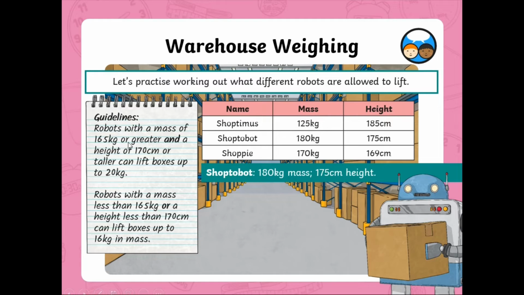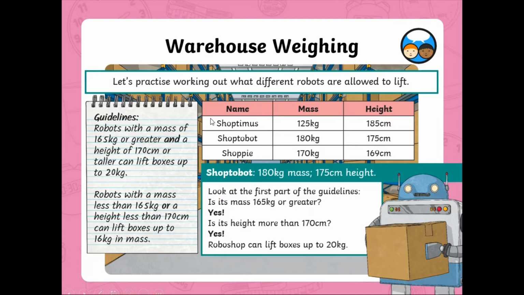Robots with a mass of 165 kilograms or greater. Well, he's 180 kilograms, so yes, that one's a tick. That one is fine. Let's now look at his height. 175 centimeters height. Well, he's taller than 170, so tick. So therefore, he can lift 20 kilogram boxes.